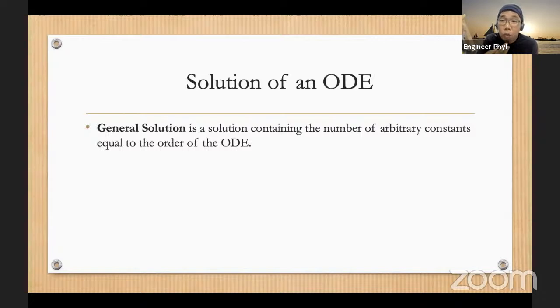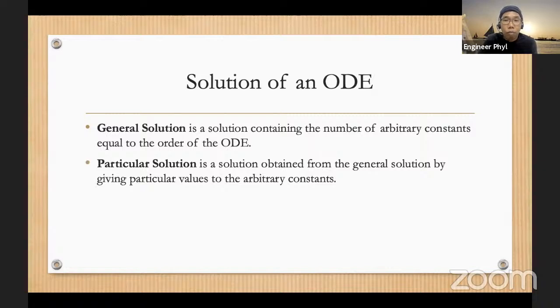Now we have two types of solution, the general solution and the particular solution. The general solution is a solution containing a number of arbitrary constants equal to the order of an ODE. The general solution contains an arbitrary constant represented by C. The particular solution is a solution obtained from the general solution by giving particular values to the arbitrary constants. So once the value of the arbitrary constant is obtained and no arbitrary constants can be seen in the solution, then that is a particular solution.